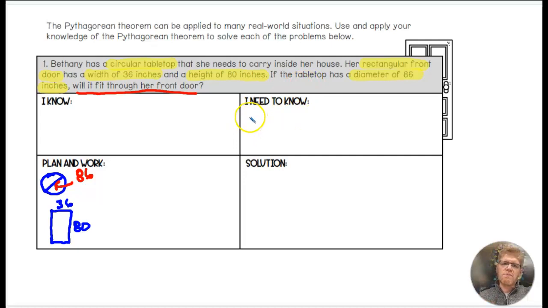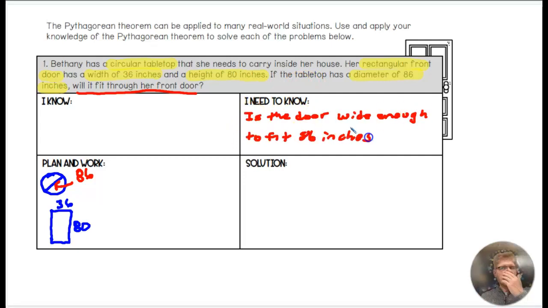So what do I need to know? I've got to get 86 inches through there somehow. It doesn't matter how. I know that it won't fit if I just try to go in like this, because the door is only 36 inches wide. And even if I turn it on its side, it can't fit because the door is only 80 inches tall, and this table is 86 inches tall.